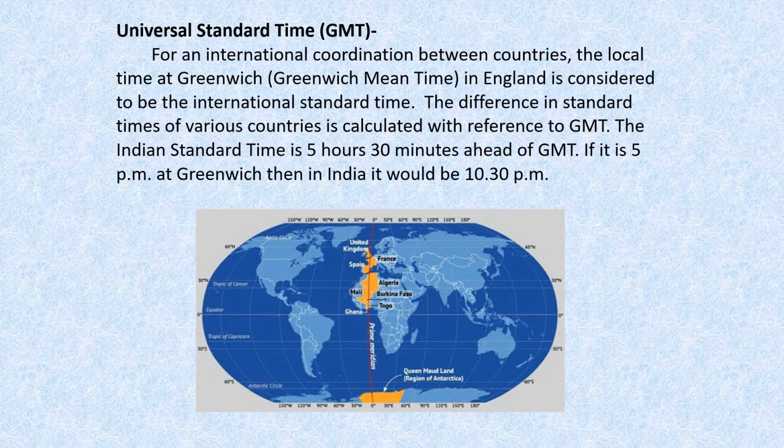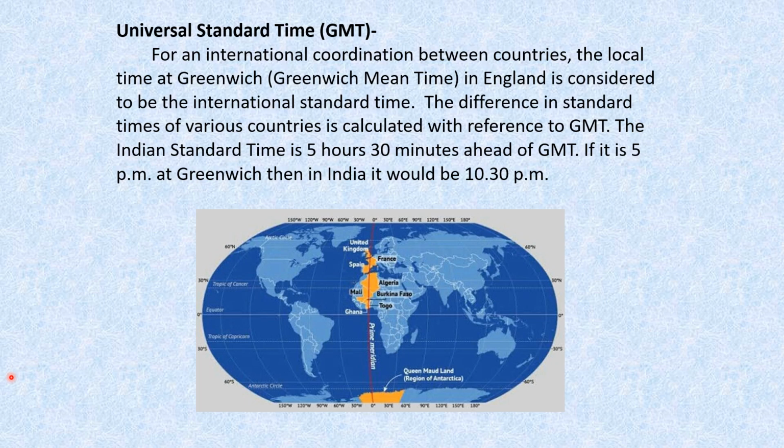Universal Standard Time, that is GMT. For international coordination between countries, the local time at Greenwich, that is Greenwich Mean Time, in England is considered to be the international standard time. Now see in the map, here is the 0 degree meridian. It is also called the prime meridian, that is GMT. It passes through Europe, that is England, then some part of Africa and then the Atlantic Ocean. Okay, so this is GMT.